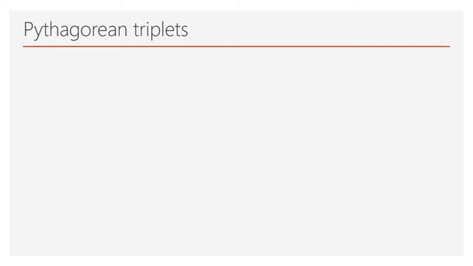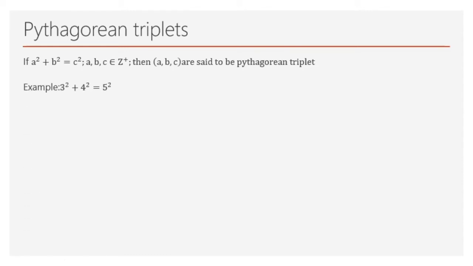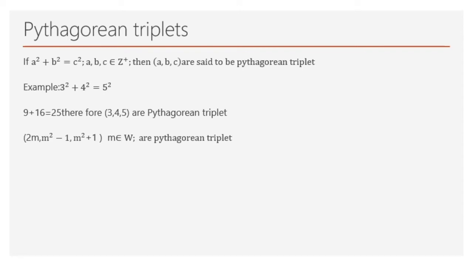Okay? Let us discuss Pythagorean triplets. Generally, a, b, c are positive integers. If a square plus b square is equal to c square, then a, b, c are said to be a Pythagorean triplet. For example, 3 square plus 4 square is equal to 5 square. 3 square is equal to 9, plus 4 square is equal to 16. 9 plus 16 is equal to 25. That is equal to 5 square. Therefore, 3, 4, 5 are a Pythagorean triplet. The general form of a Pythagorean triplet is 2m, m square minus 1, m square plus 1, where m belongs to the whole numbers.